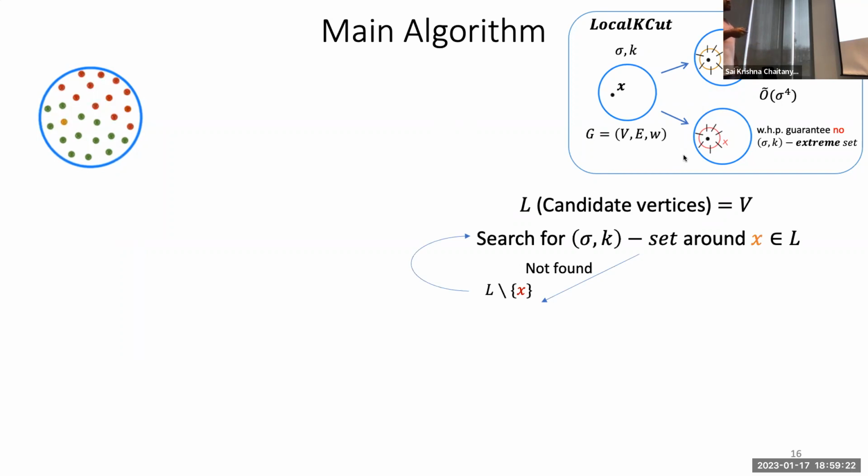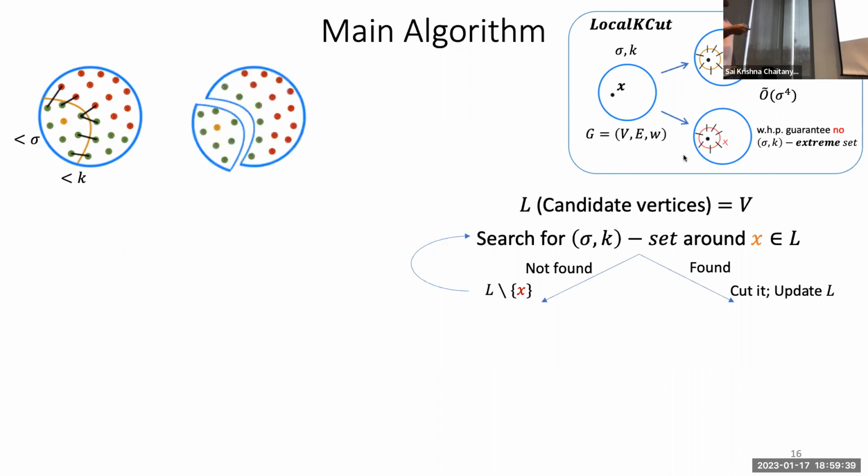We haven't found any sigma K sets around these vertices. And now we are searching around this vertex and we found a sigma K set. What is the definition? Fewer than sigma vertices here and a cut size less than K. So we found it, and the cut size is less than K, so we can cut it along this. Once we cut it, we are only cutting fewer than K edges, so we are not spoiling our partition. We are respecting our partition.